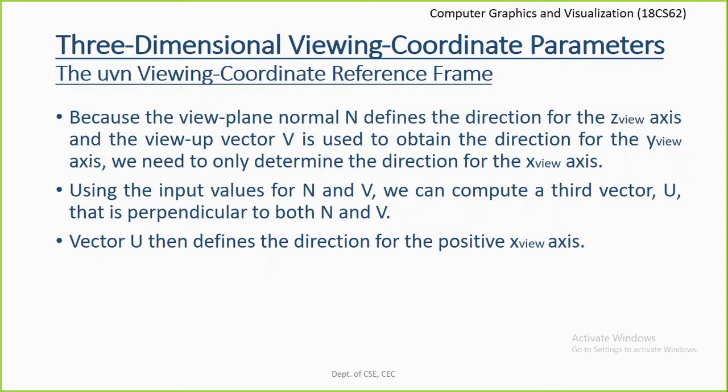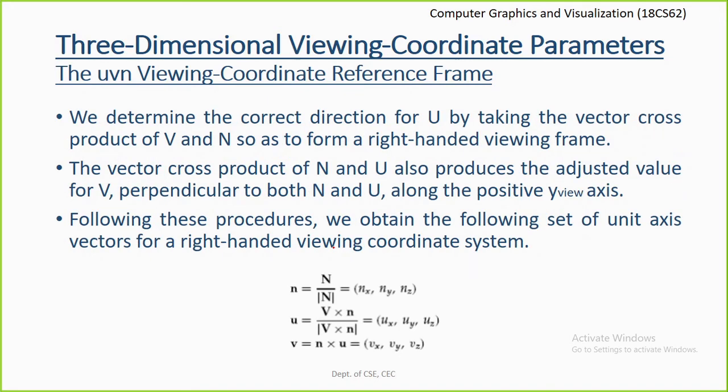So this vector u that we are going to find using the vectors n and v defines the direction for the positive x view axis, which is the x axis for the viewing coordinates. Let us see how we can determine the value of the vector u in the direction of the x view axis. We determine the correct direction for u by taking the vector cross product of the vector v and the vector n so as to form a right-handed viewing frame.